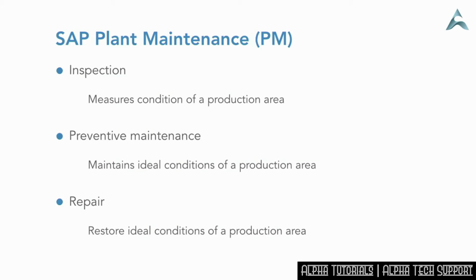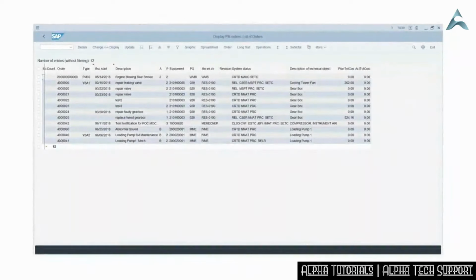Let's look at different plant maintenance orders in SAP. In this screenshot, we're looking at a list of plant maintenance orders. Each of these orders has a description of what needs attention, the equipment number that needs looked at, and, if available, the last 2 columns show the planned total cost and the actual total cost of maintenance.